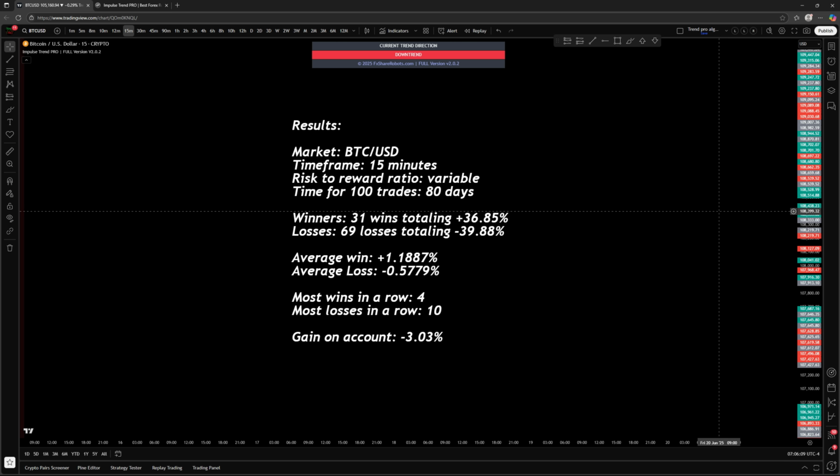The average win ended up being 1.1887%, so about double that of the average loss, but we had only 31 wins and 69 losses. So with the average loss being 0.5779%, 69 times, and then only 31 wins with that plus 1.18% on average, we just can't scrape by with a profit. It's almost break even, but it's pretty bad, especially for a paid indicator. The most wins in a row was 4, most losses in a row was 10. And again, gain on the account figure, minus 3.03%.